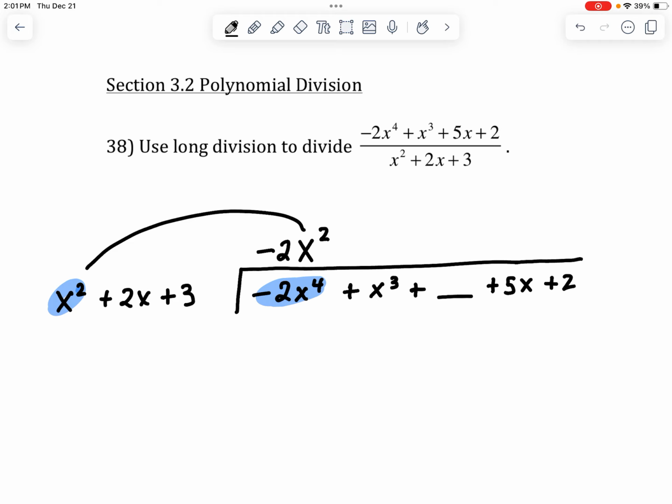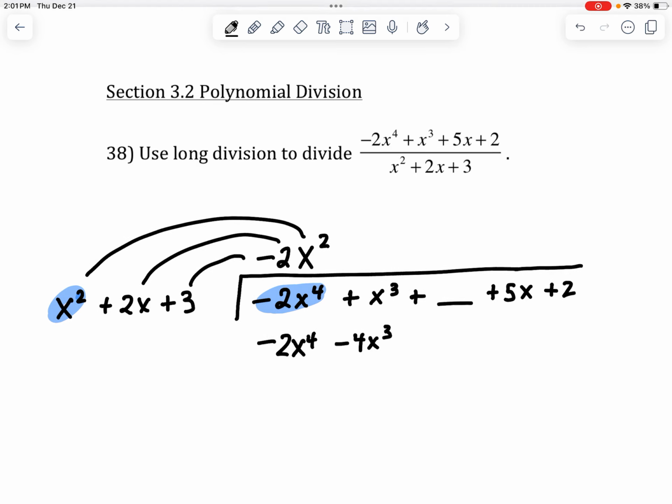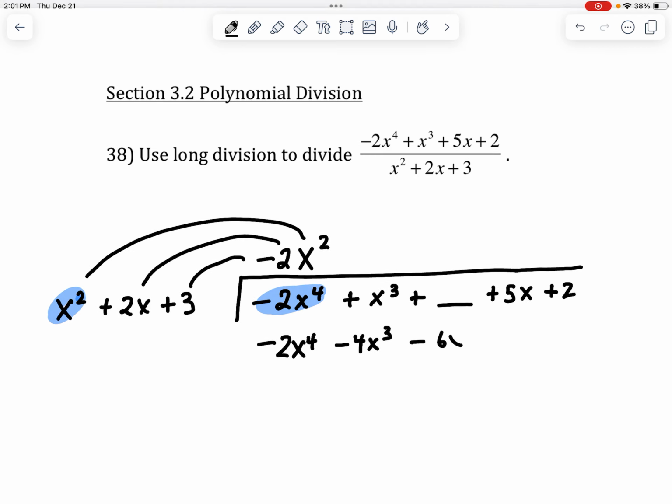And then distribute that. So the first one will be the negative 2x to the fourth, and then distribute it to here, which is going to be negative 4x cubed. And then to here is going to be negative 6x squared. That's the reason that I left the blank right here, because there's no other x squared, and I don't want to get these two confused with each other because they're not the same power or exponent.